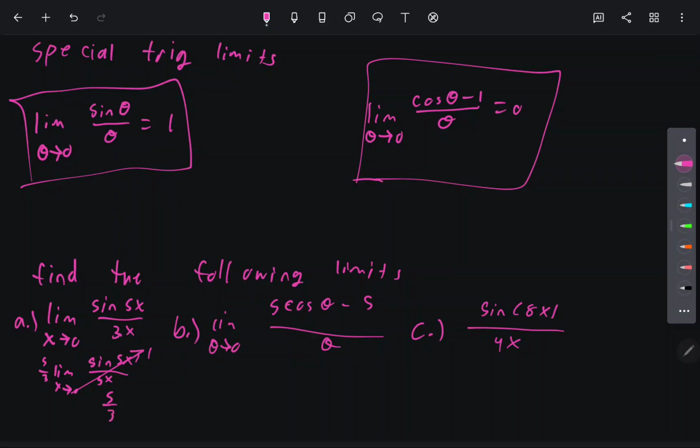All right. For the following one, we have the limit as theta approaches 0. What can we do here? We can factor out a 5. So we get 5 times cosine of theta minus 1 over theta. Well, we can pull out this 5, and this just becomes the limit as theta approaches 0, which is 0. So we get 0. And finally, for this c, we have the limit as x approaches 0. Well, we're going to multiply the denominator and the numerator by 2. So we're going to get 2 over 8. This limit here just goes to 1, so it's equal to 2.